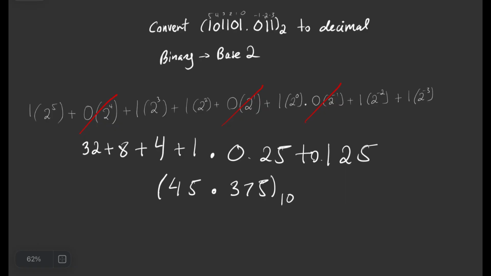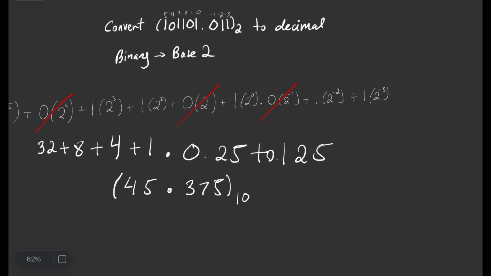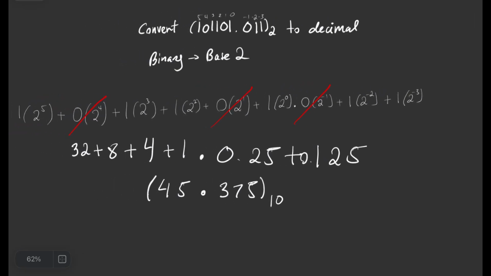So this binary number right here can be represented as this decimal number by using polynomial expansion and addition. You will have to know how to do this by hand, so you should practice doing this by hand to brush up on your arithmetic skills.